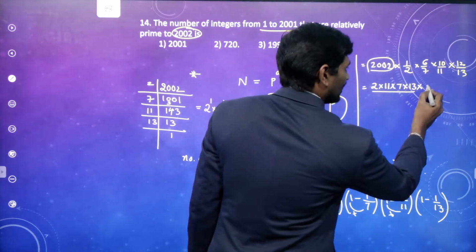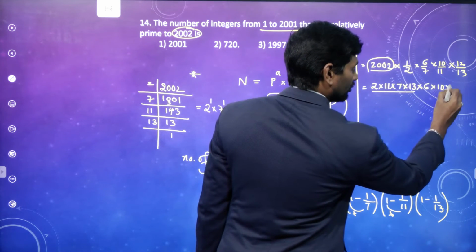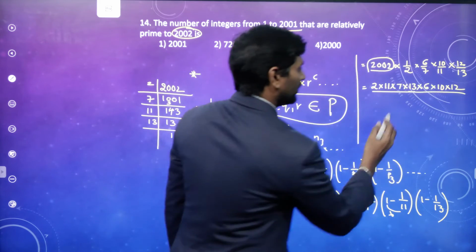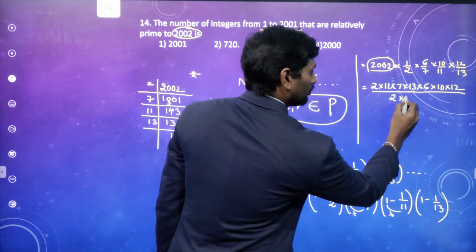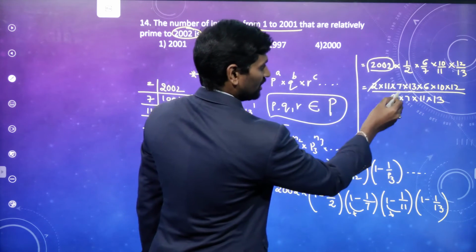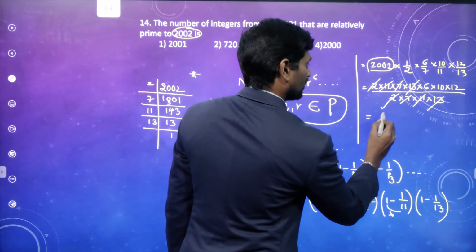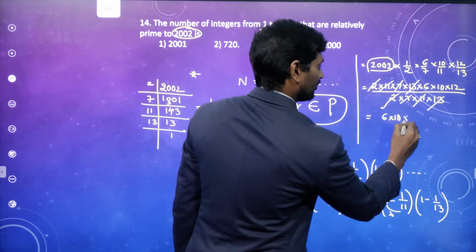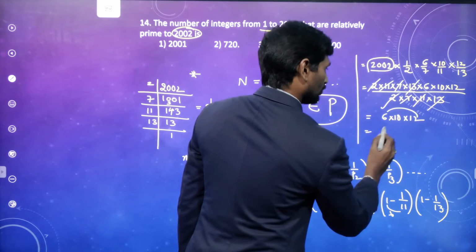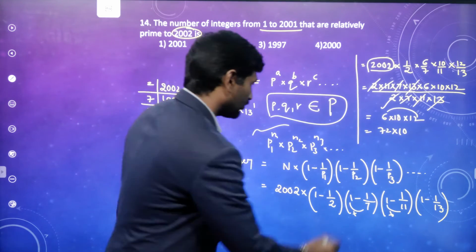I am writing the numerators here. 1, no need to write. 6 into 10 into 12 by denominators 2 into 7 into 11 into 13. So numerator and denominator cancel, only 6 into 10 into 12 remains. 6 12s are 72. 72 into 10, 720.